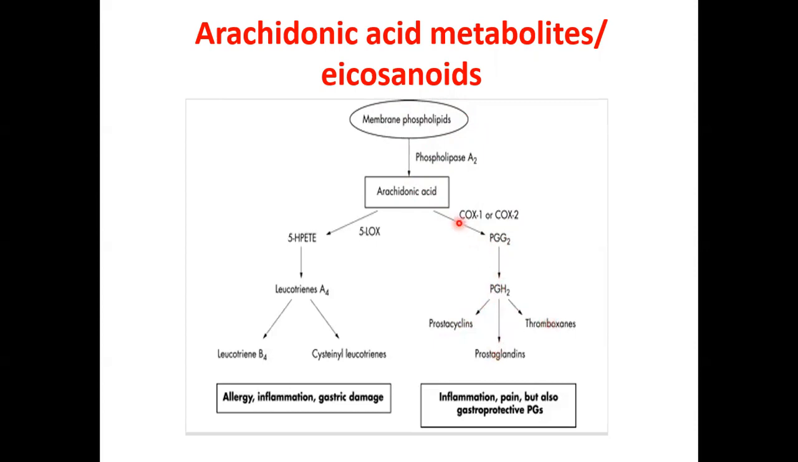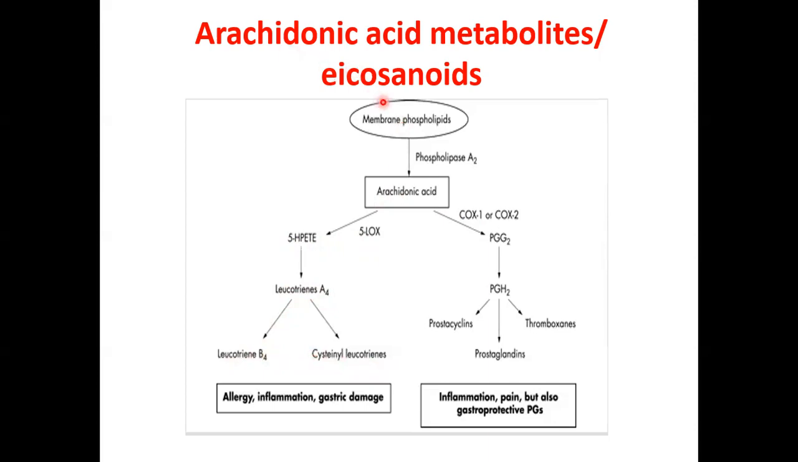Then there is the other pathway, called the lipo-oxygenase pathway. Arachidonic acid is converted into 5-HPETE by an enzyme called lipo-oxygenase. That is also converted into leukotriene A4, and from leukotriene A4 we get leukotriene B4 and the cysteinyl leukotrienes.